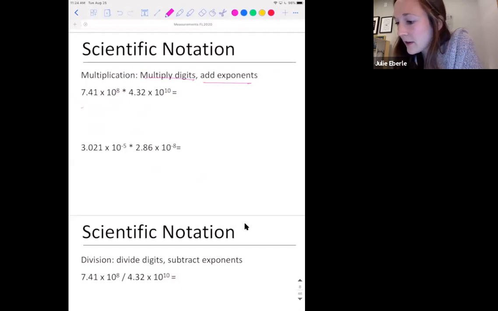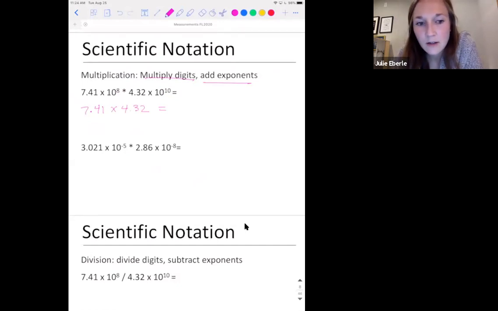Let's do 7.41 times 4.32. What do we get? What's our new base number? And don't convert it or anything yet if it's not a number between 1 and 10. But just what is it? Should be close to 30. 7.41 times 4.32. Anybody get it? 32.01. Okay. I'm gonna roll with that unless somebody wants to argue.